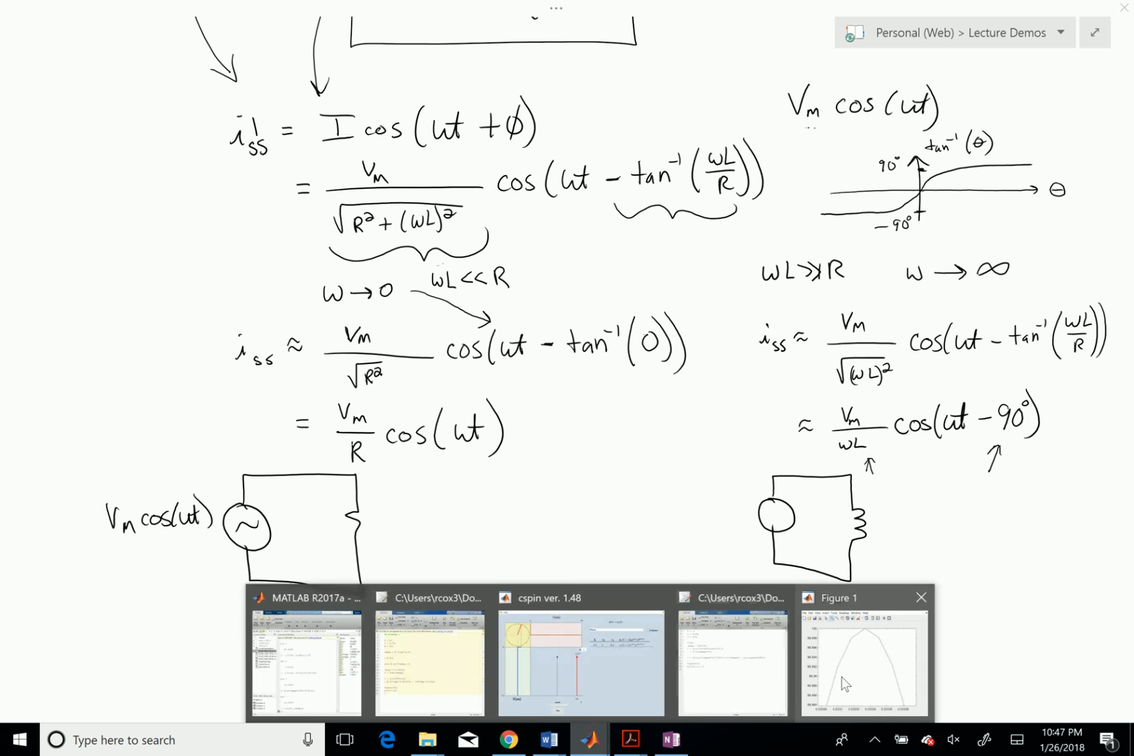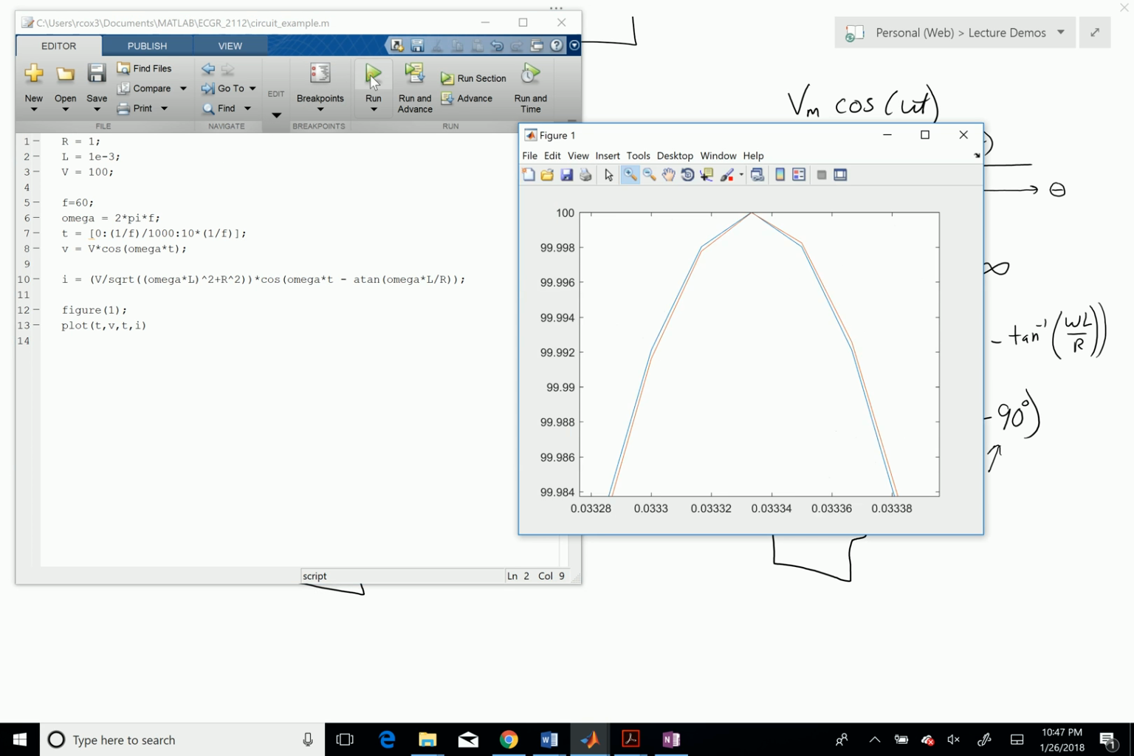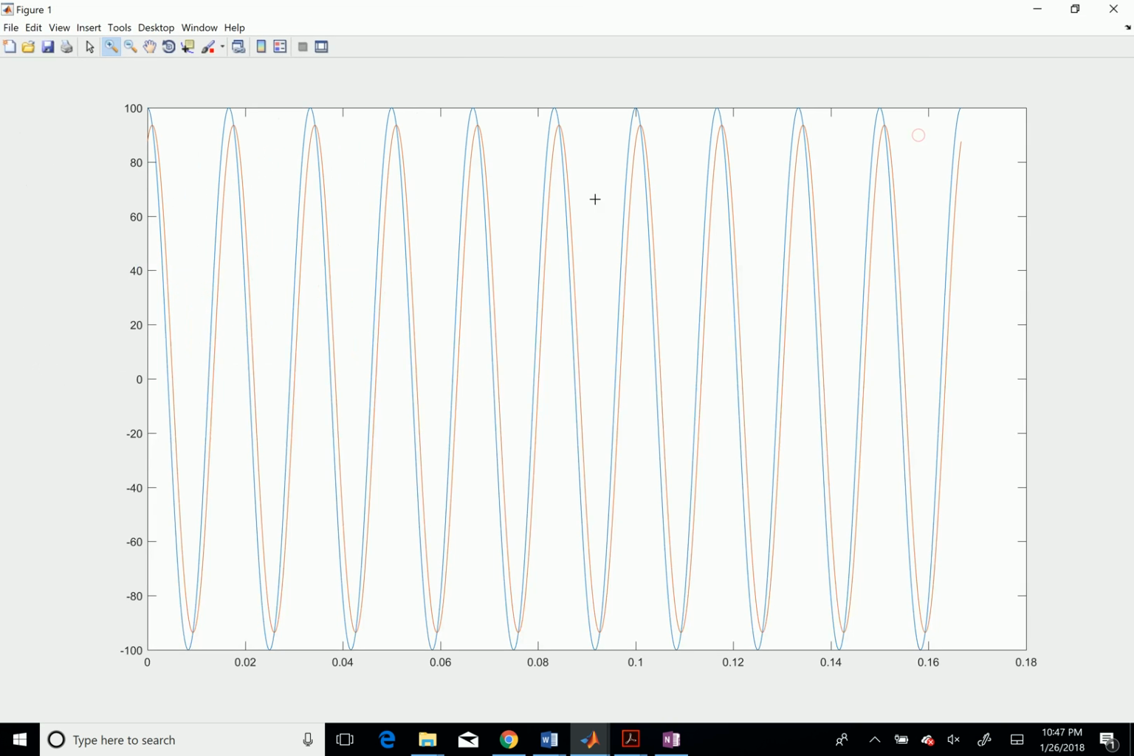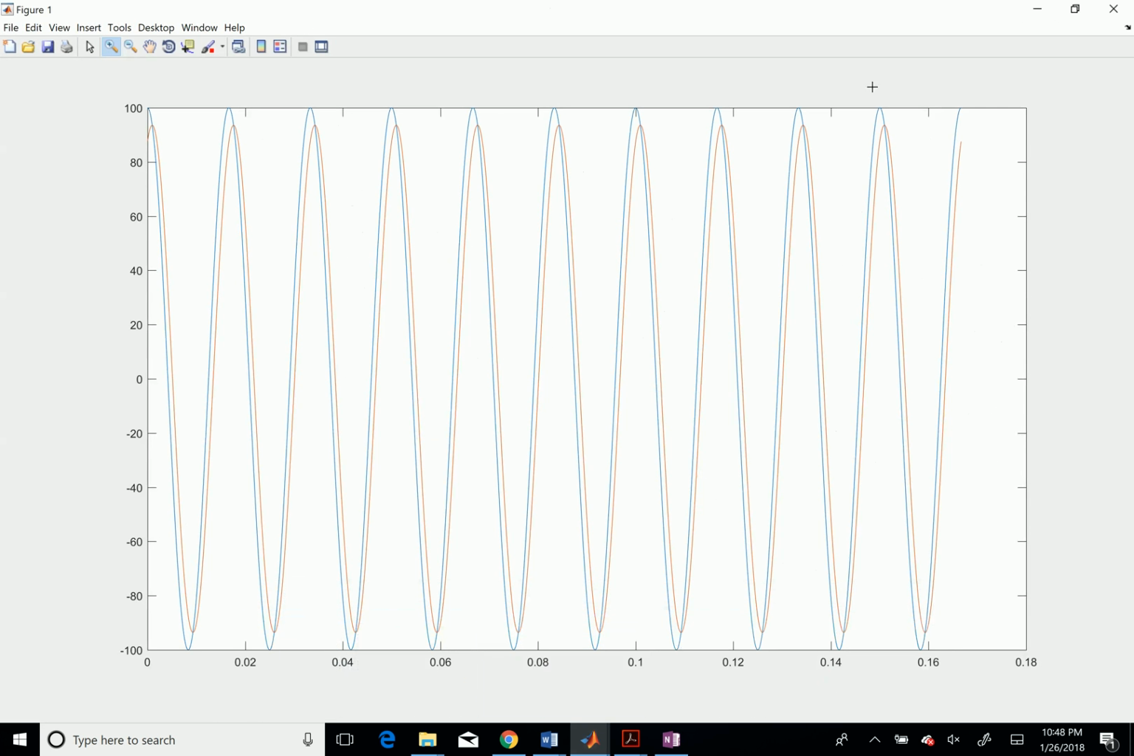Now let me choose a different L. Let's make omega L start to get a little bit bigger. So let's put this at a millihenry. At a millihenry, now I can see the current, which is the red waveform, has gotten smaller. That makes sense if we look at this. If omega L got bigger, then I have Vm divided by a larger number, which is going to make the amplitude smaller. And I'm going to start to have some phase shift now. In other words, tangent of omega L over R is starting to move this way, and I'm starting to move towards getting an angle. And I can see here that there's definitely a phase shift.